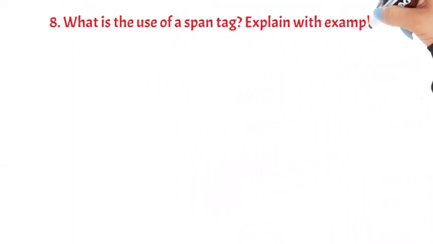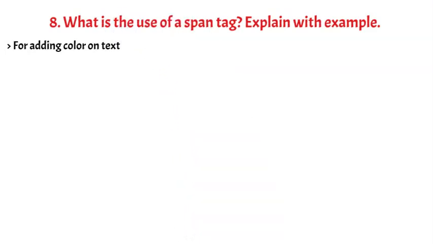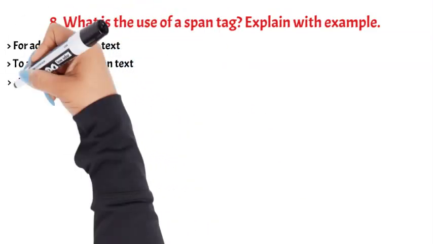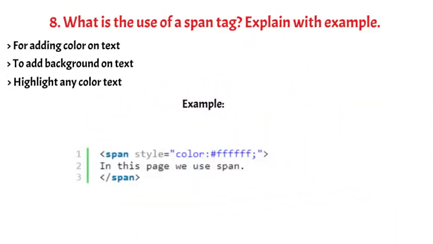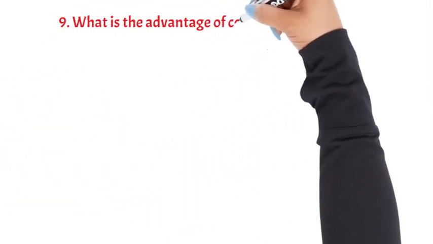8. What is the use of a span tag? Explain with example. <span> for adding color on text, to add background on text, to highlight any color text. Example.